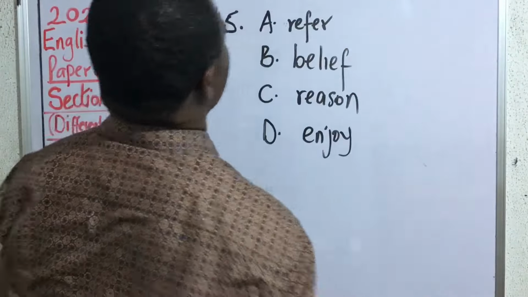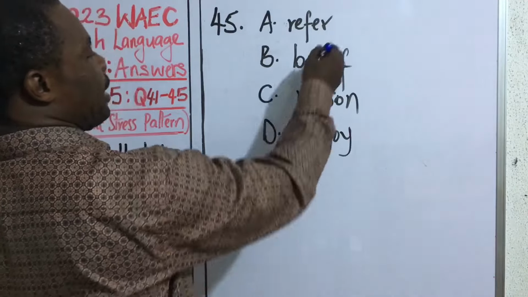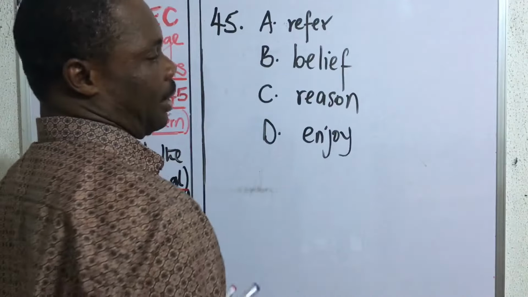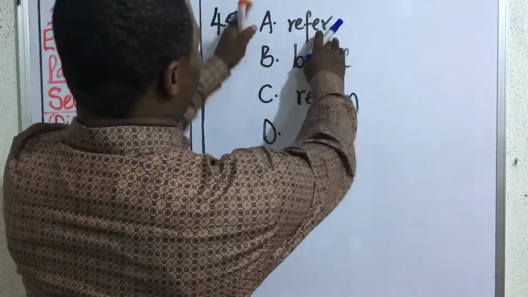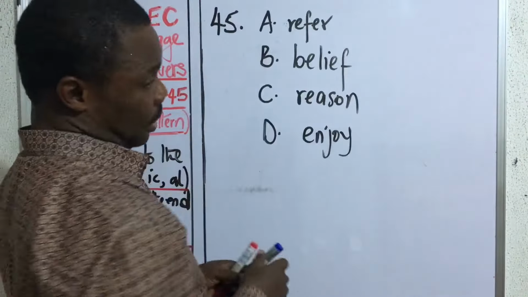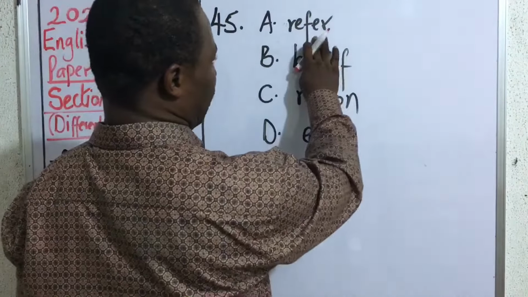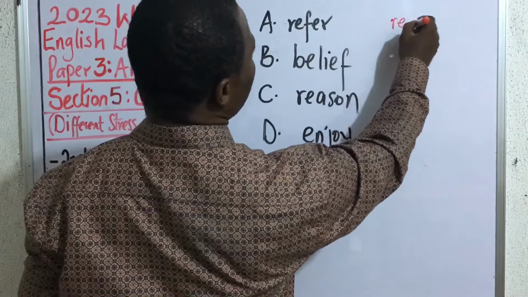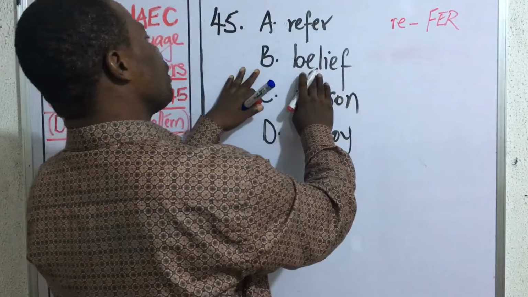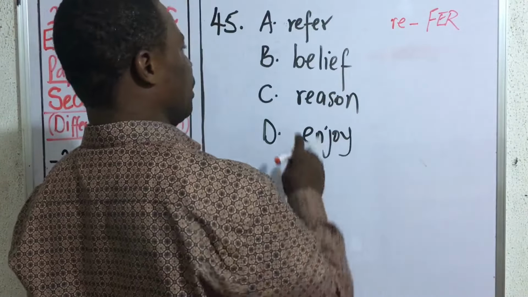Question 45. You have refer. Oh, I like this one. This is just disyllabic. Just think between first syllable or second syllable, like I said earlier on. So you have refer. Now, refer, is it a noun or a verb? Of course, refer is a verb. So you're going to have to stress the second syllable. So you say re, and then you have fer. Refer. Option B, believe. Here, the second syllable is stressed.